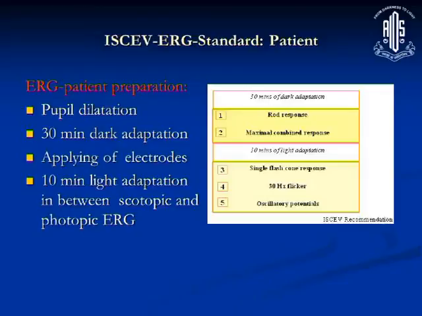In ERG, in the beginning, we need a full-field ERG. Pupillary dilatation is mandatory. After that, we record the rod response and the maximum combined response, that is rod and cone response. Following that, there is 10 minutes of light adaptation. Then the single flash cone response, the 30 Hz flicker response, which also gives a cone response. And lastly, the oscillatory potentials.